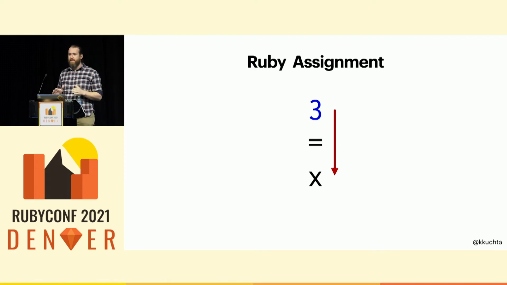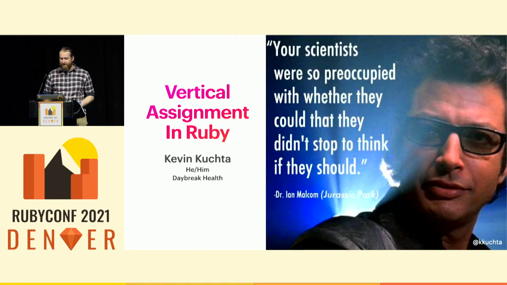Thankfully, this is Ruby, the language whose unofficial motto is, of course that's possible. And so, I give you this talk, Vertical Assignment in Ruby. My name is Kevin Kuchta, and because my parents never taught me right from wrong, I'm going to walk you through implementing the language feature that no one asked for, and in fact, several people have begged me not to. I'm glad that you're, thank you.